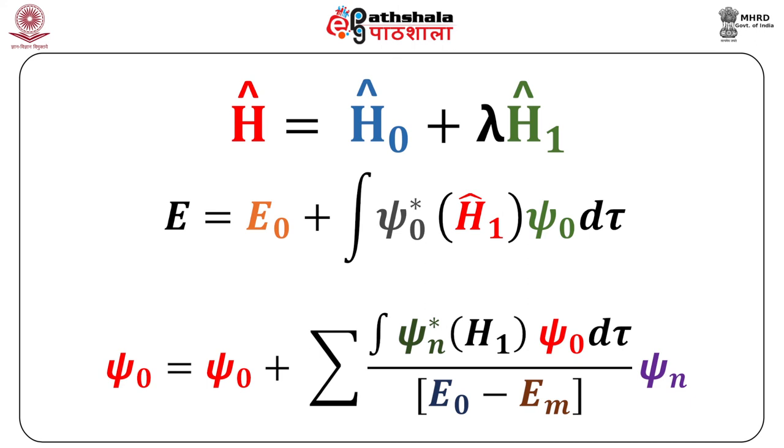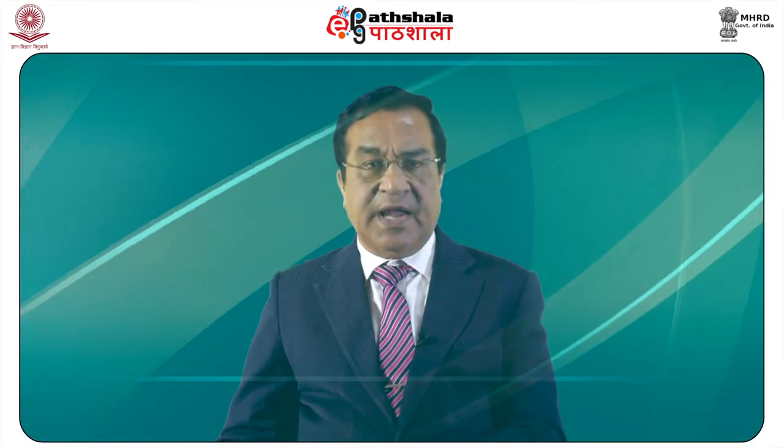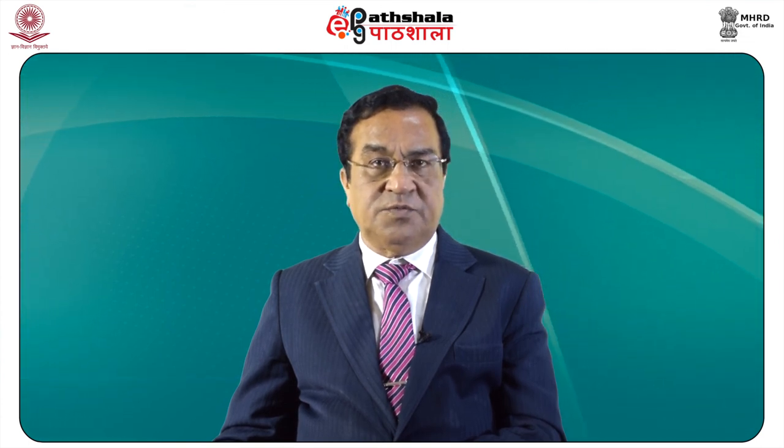So using all these equations, we found that the first order correction to the energy is given by the expression equal to 5 by 8 energy of helium ion. And ultimately we found that the total energy of the helium atom which we get using this method is about minus 2.75 AU or minus 74.83 electron volt, which is within 5% of the correct experimental value of minus 2.903 AU or minus 79 electron volt.